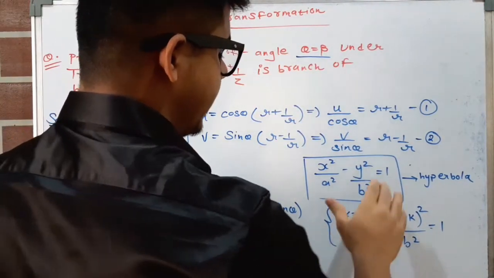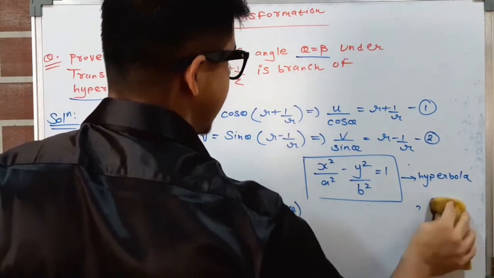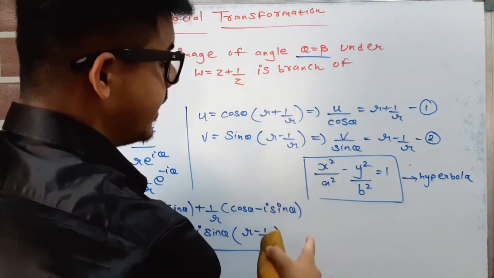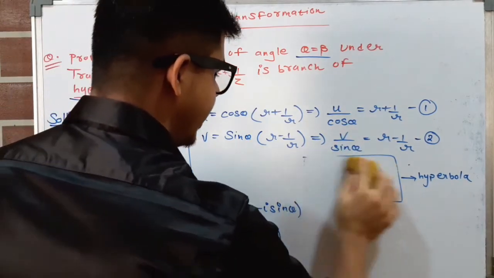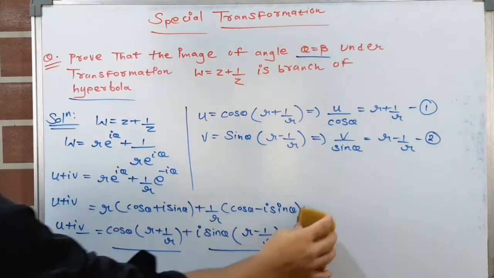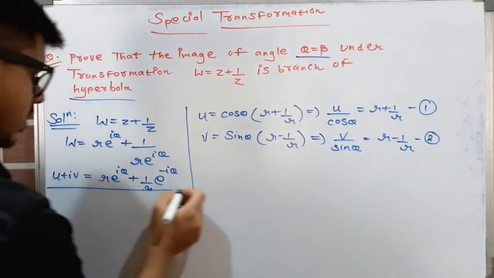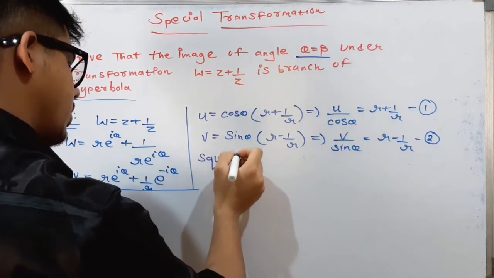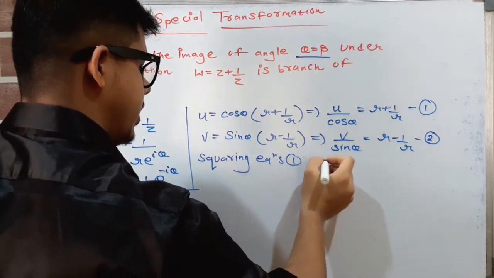Okay. So remember this equation, that is x square by a square minus y square by b square equals to 1. This is the standard equation of the hyperbola. So from this equation we get a hint that we have to square and subtract these two equations. Okay, so we will do it. So squaring equations 1 and 2.